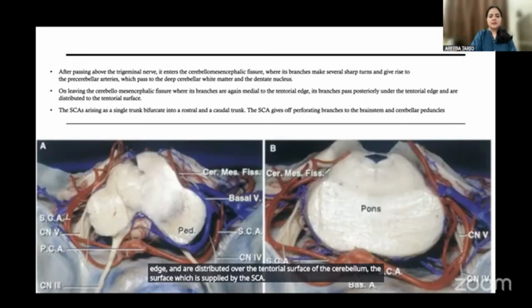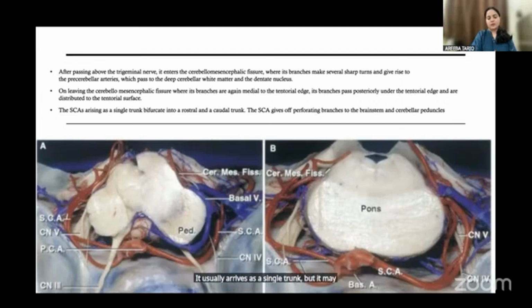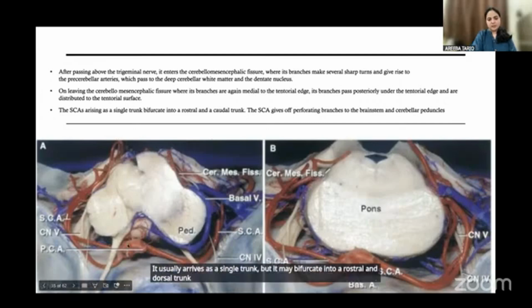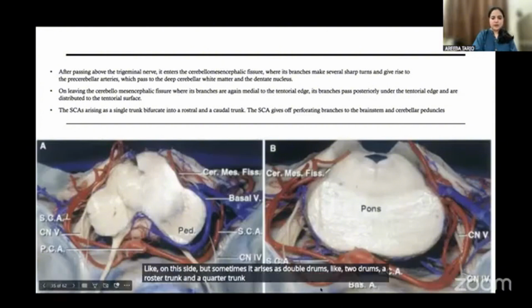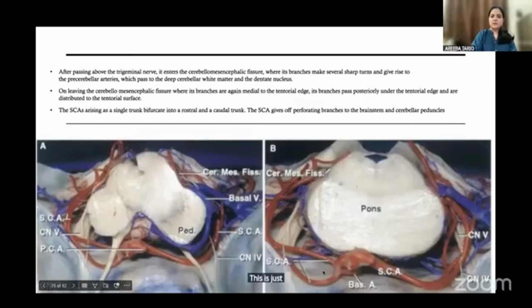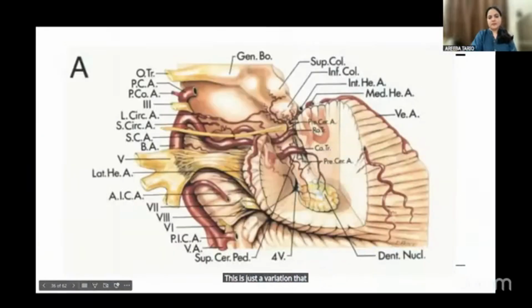It usually arises as a single trunk, but it may bifurcate into a rostral and a caudal trunk. So as we can see here, sometimes it arises as a single trunk, like on this side, but sometimes it arises as double trunks, two trunks, a rostral trunk and a caudal trunk, a superior trunk and an inferior trunk. This is just a variation that can be present.